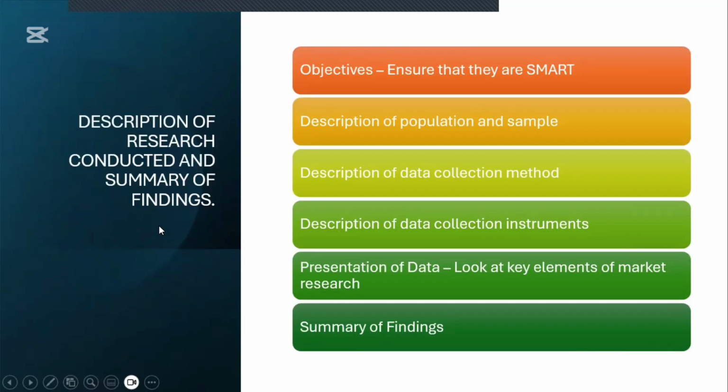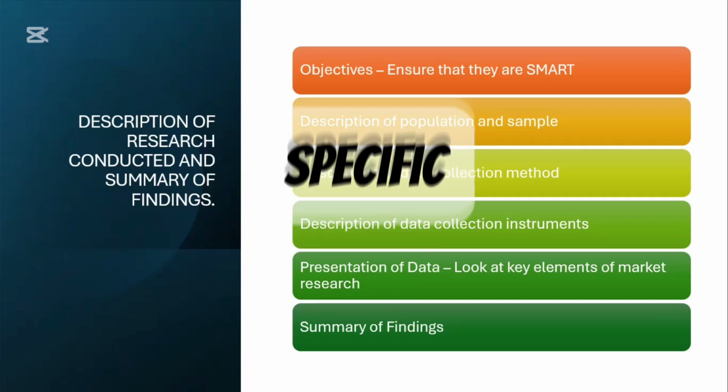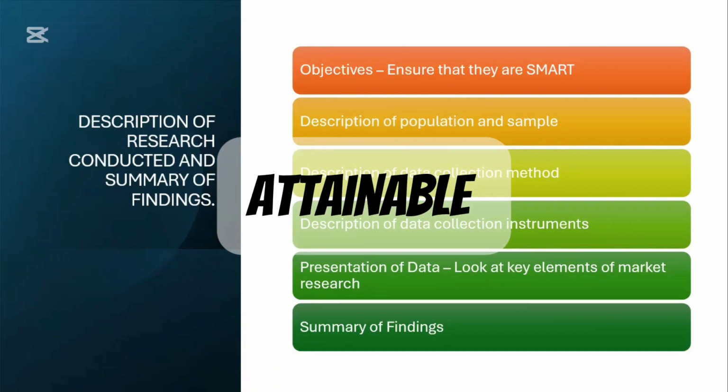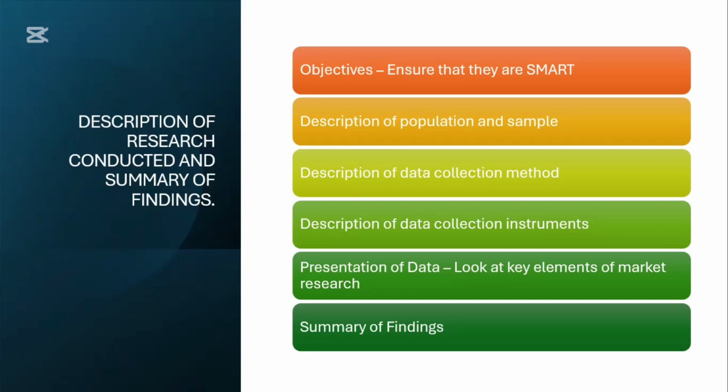So under your description of research conducted and summary of findings, the first area that we have is your objectives. Now, many persons are able to list objectives. However, what they don't pay attention to is whether these objectives are SMART. Objectives should be specific, measurable, attainable, relevant, and time-bound. In addition, they are also supposed to describe their population and sample.